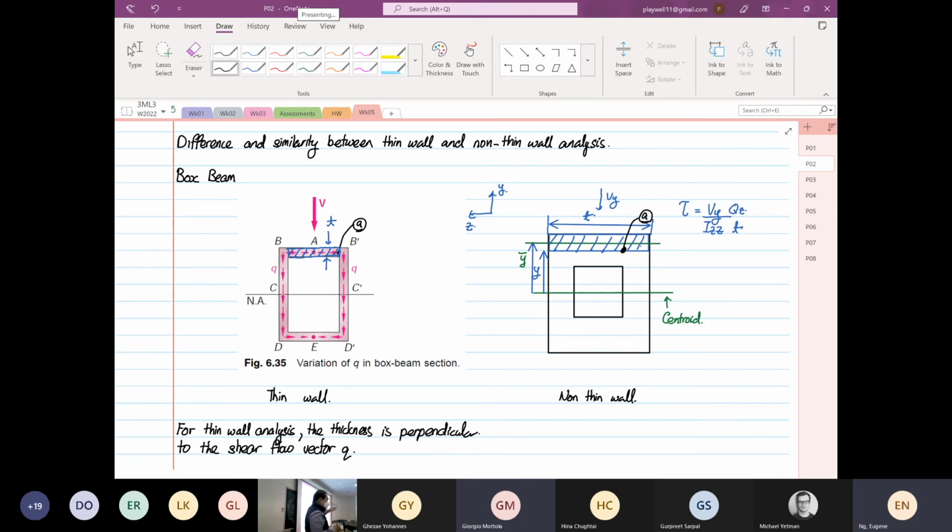Right? The thickness is perpendicular to the what? Shear flow direction. This is a big difference. Okay, there's a huge difference over here. Because if you look at point small a, from the terminal, the Q splits into two, right? You have Q going towards the left. You have the other Q going towards the what? The right.